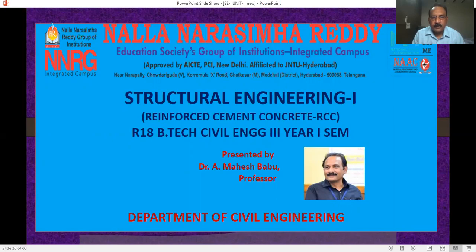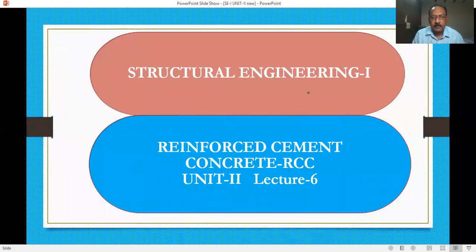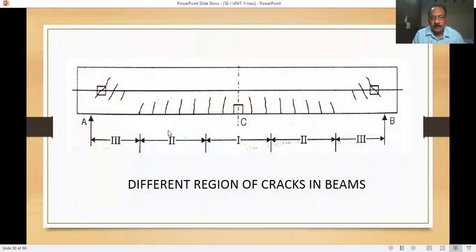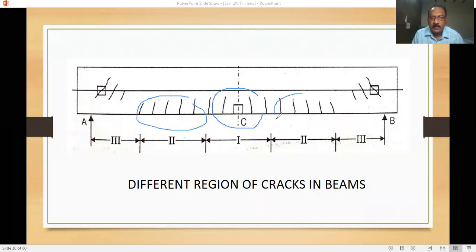In the last videos, I explained about different types of cracks in different regions. We'll continue in this section. If you see these, there are three types of cracks: this is the first type, the second type on both sides, and the third type. That is region 1, region 2, region 3. You have different types of cracks in each.